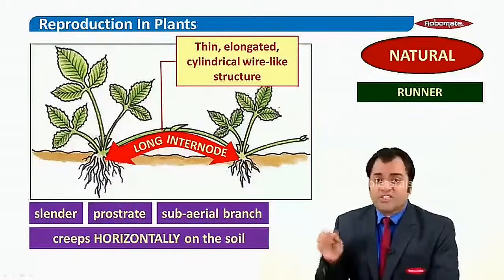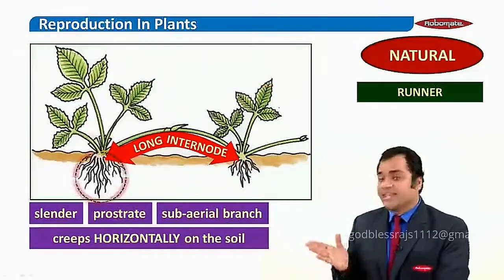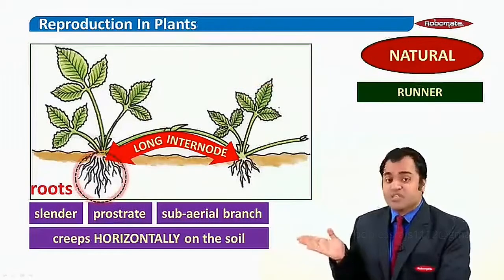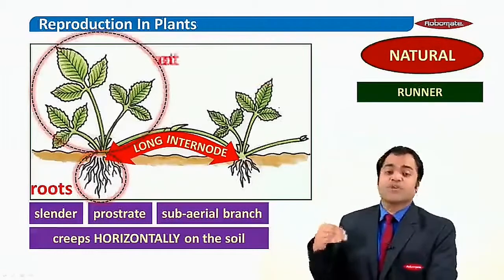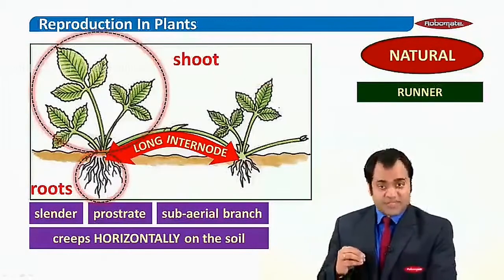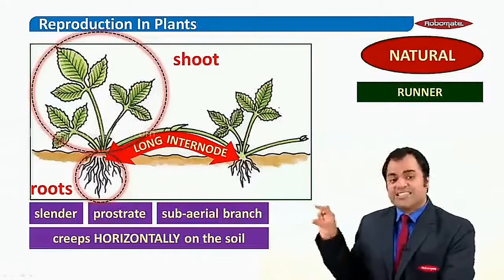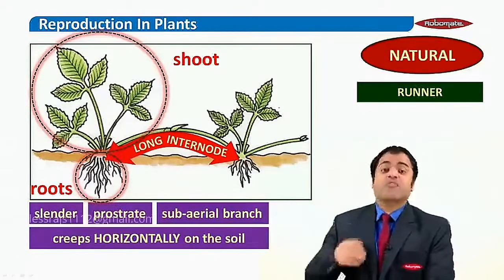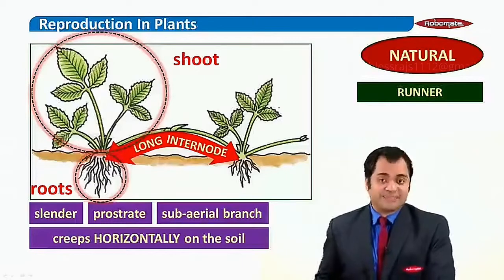Wherever the runner touches the soil, at the base, it is going to produce adventitious roots, and on the top, it is also going to produce a leafy shoot. Is that okay? And each one of these sets can be used for propagation of a new plant, right?